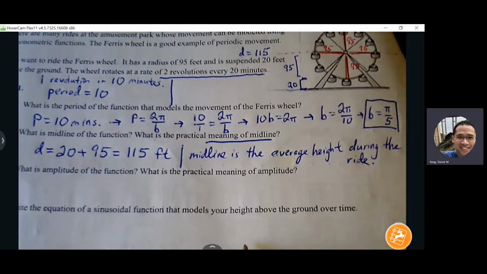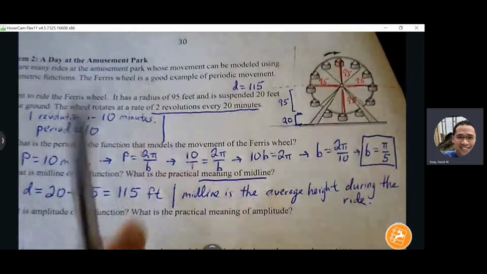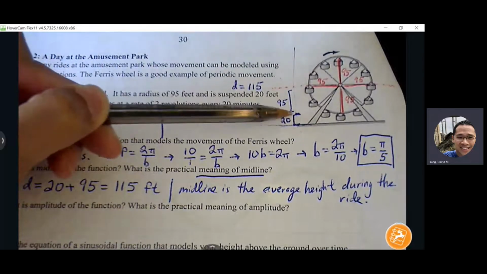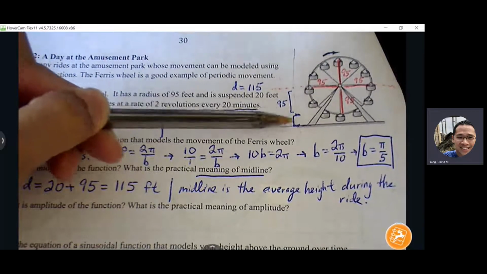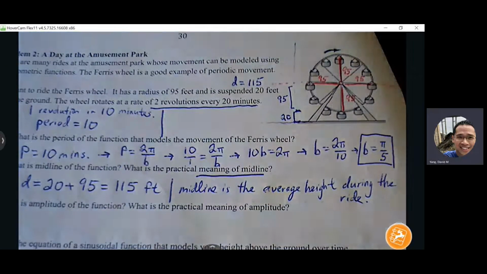Okay, what is the amplitude of the function? So if this is the midline, then the amplitude will just be what? 95, right? Midline to the peak, midline to the lowest point of the graph, lowest height of the ride. So my A is simply 95, right? Just the radius.